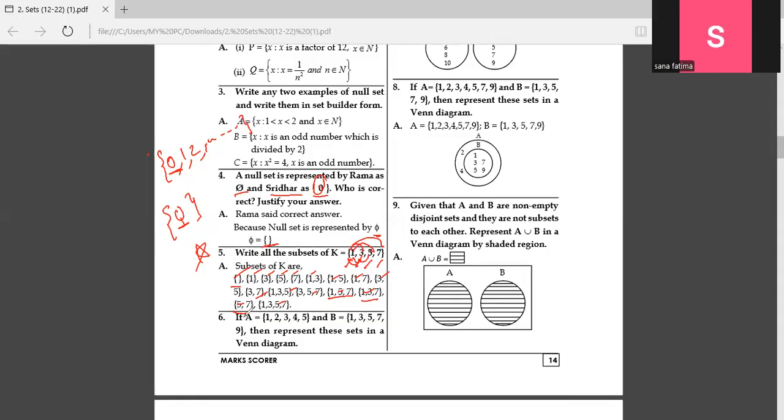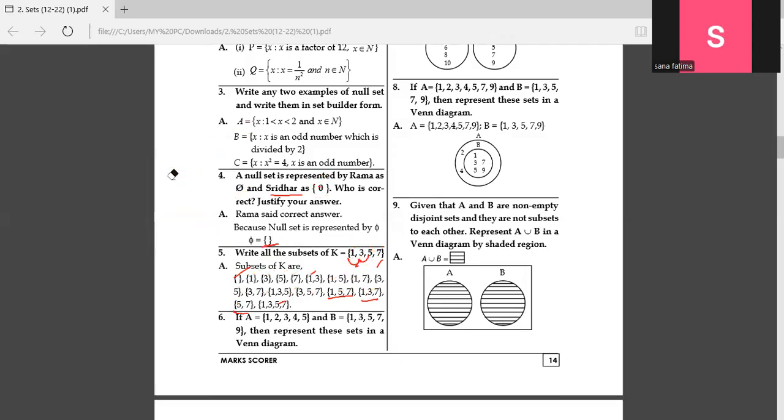Now, question number 6: if A is equal to {1, 2, 3, 4, 5}, a set comprising 1, 2, 3, 4, 5, and B is a set comprising 1, 3, 5, 7, 9, represent these sets in a Venn diagram. You have to write down this set in a Venn diagram.